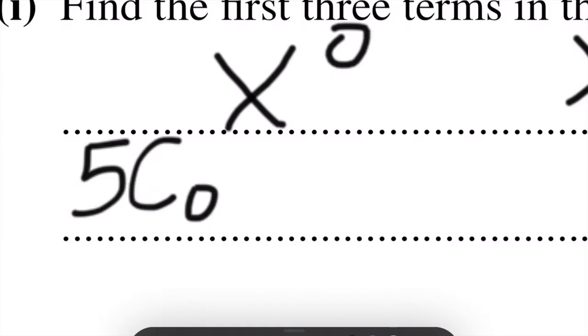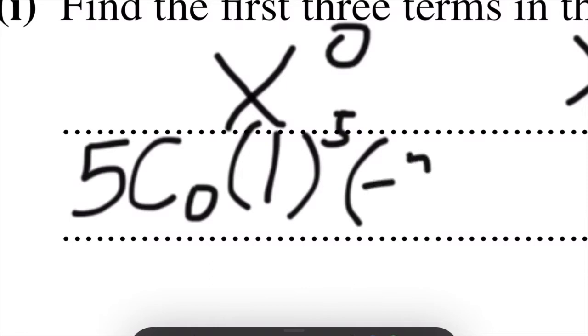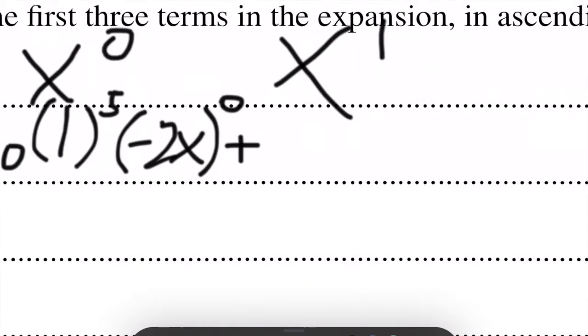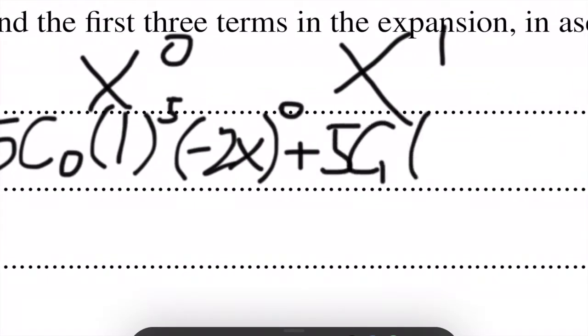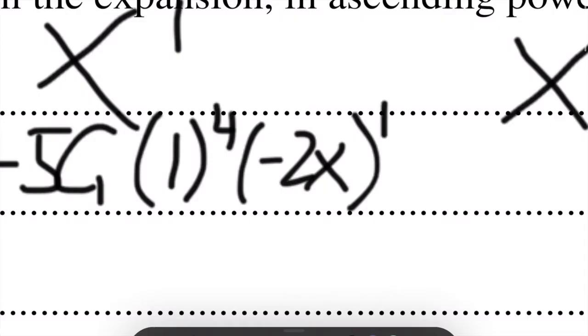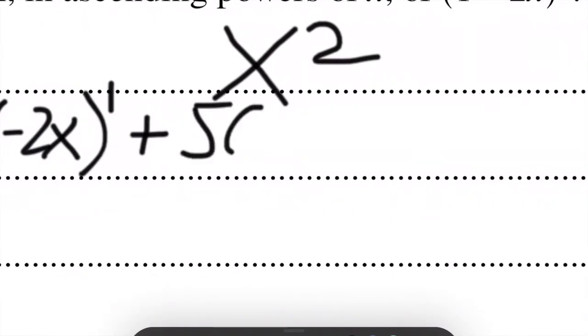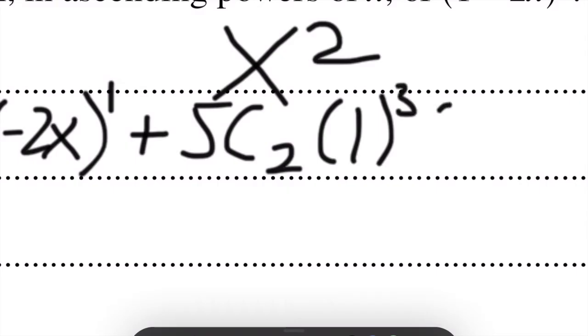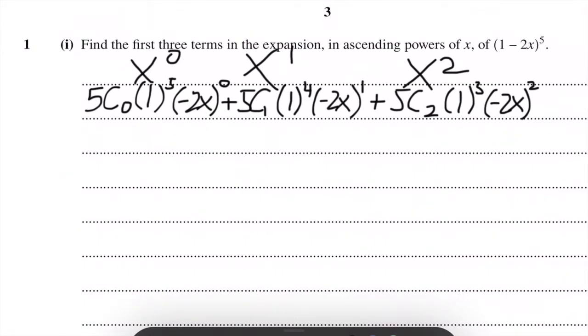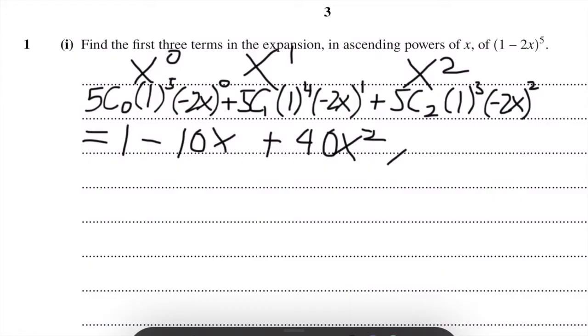You'll use 5C0 plus 5C1 plus 5C2. If you compute this in your calculator, you will get 1 minus 10x plus 40x squared. And this will be your final answer.